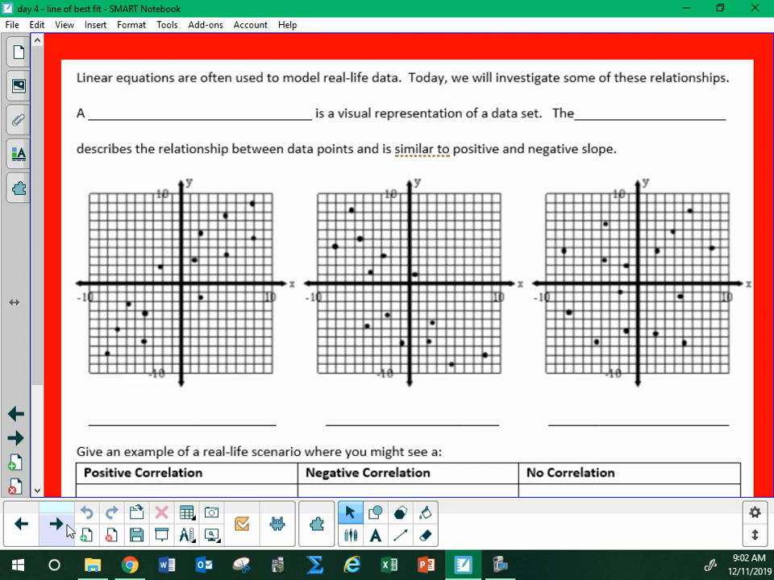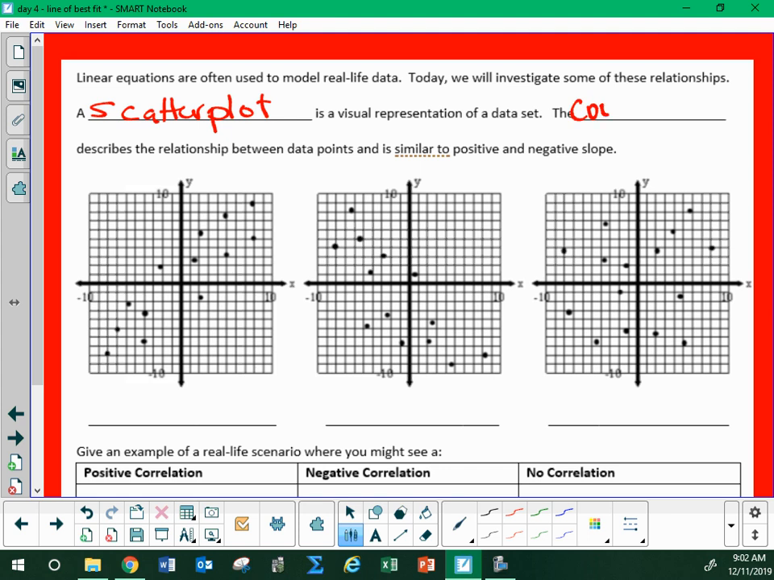And so what we have here are scatter plots. A scatter plot is a visual representation of a data set, meaning we take the information, put it on a graph, and we see these dots.